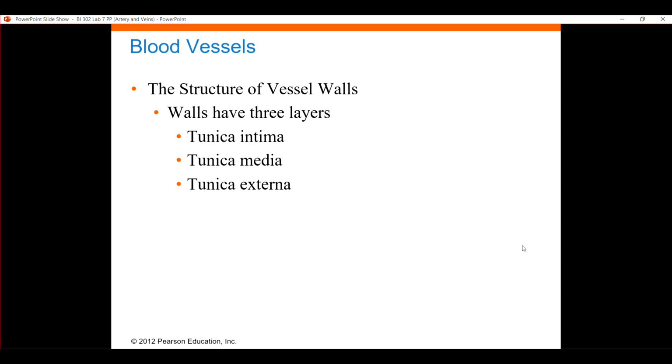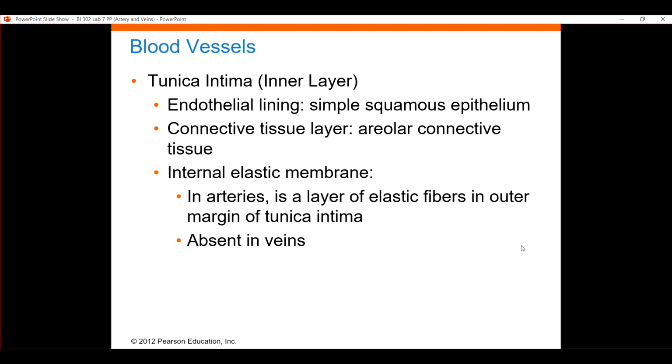So let's start by looking at the tunica intima first. Again, this is going to be the inner layer, and it has three components. The innermost part is known as the endothelial lining. We sometimes say the endothelium, and this is just a single layer of flat cells, so it would be a layer of simple squamous epithelium. Right? So these are the cells that are actually up against the blood.